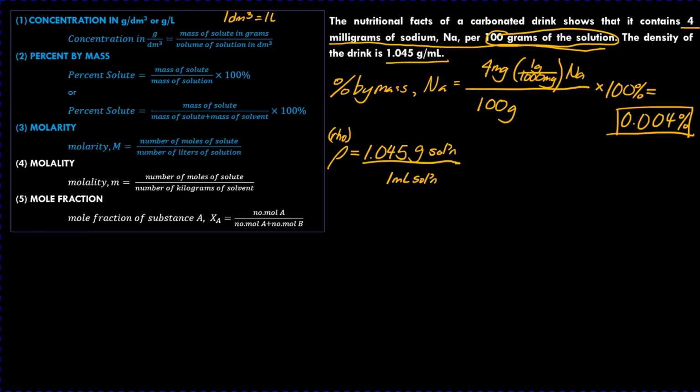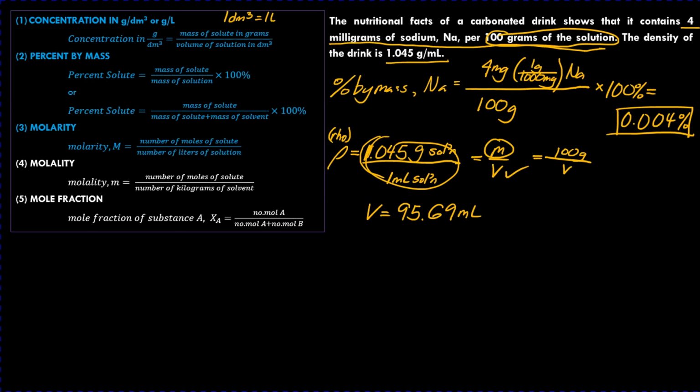We can get the volume because the formula for density is mass over volume. Right, so we will assume 100 grams as our mass. We have a density here. We can get volume. So volume is unknown. So 100 grams divided by 1.045, and we'll get, alright, so our 100 grams of solution, or 100 grams of the carbonated drink, has a volume of 95.68.